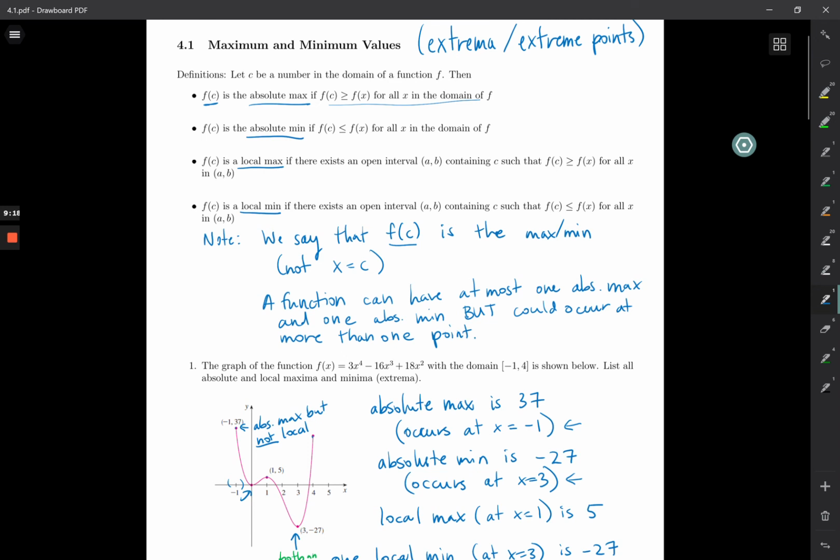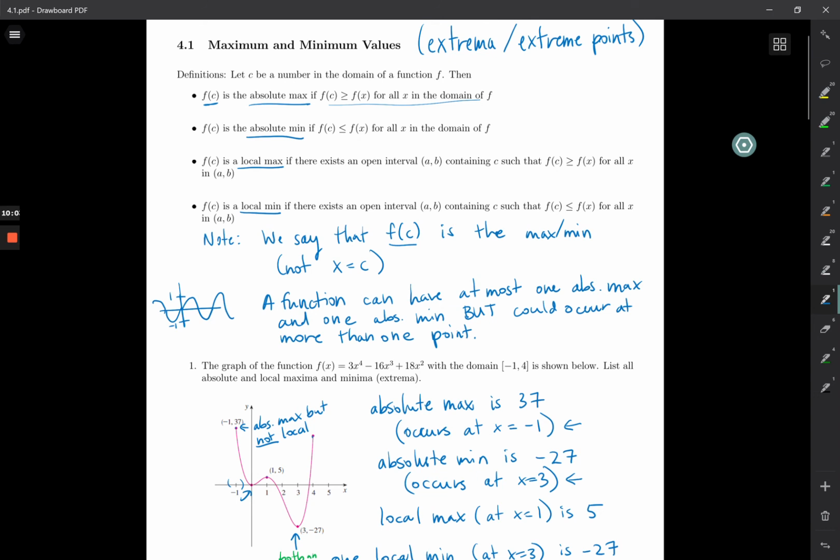Okay, and one example of that is the function sine of x. So remember that it just keeps oscillating. It bounces up and down, right, between -1 and 1. So the absolute maximum value that this function attains is 1, but it happens actually infinitely often because sine just keeps bouncing up and down between -1 and 1. But we still say that it only has one absolute max because it is really that maximum value, right?